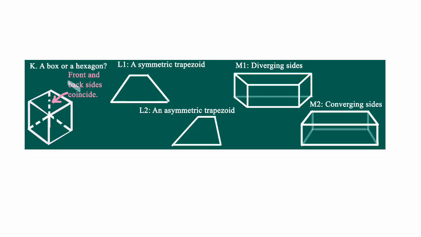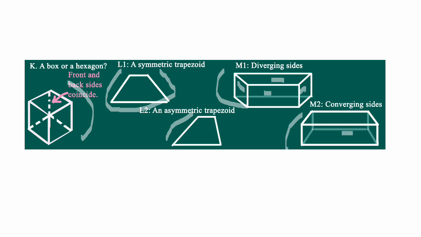If the front and back sides of a box coincide, it looks like a hexagon because that's a simpler interpretation than a 3D cube. So you would want to avoid that. Also avoid a symmetric trapezoid, which looks like a two-dimensional shape. An asymmetric trapezoid better indicates depth. A structure with diverging sides, like a bay window, shows four sides, and although we don't interpret this as a cube, it better indicates volume than a converging structure with only two sides visible.